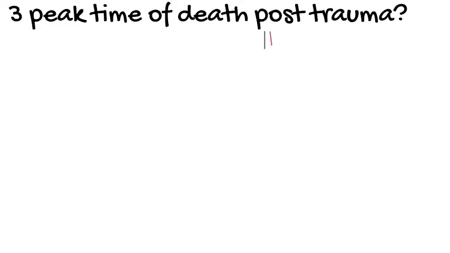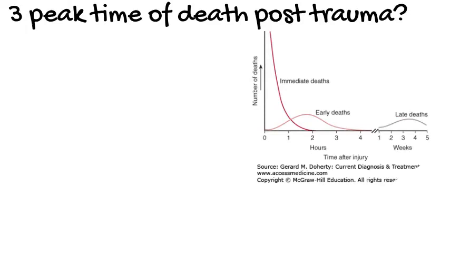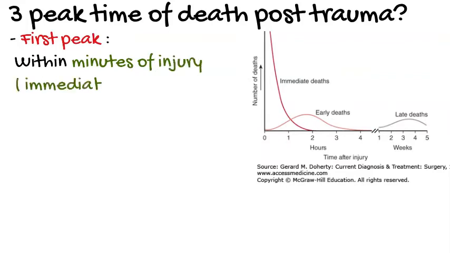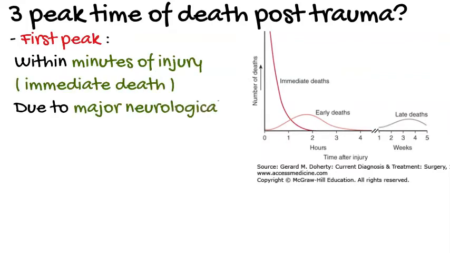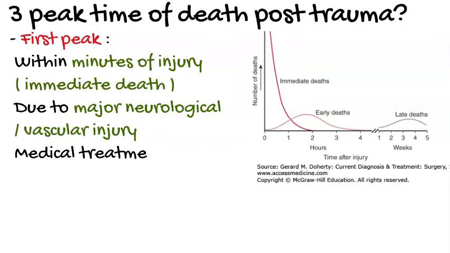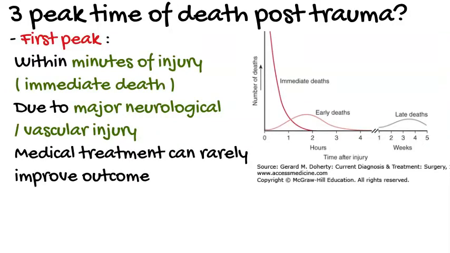If you are asked in Viva, what are the three peak times of death post-trauma, how would you answer? Now, the first peak usually occurs within minutes of the injury. The patient has immediate death. Death is due to major neurological or vascular injury. The patient has a poor prognosis, and medical treatment can rarely improve the overall outcome.